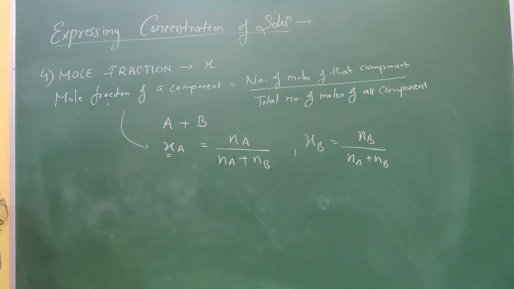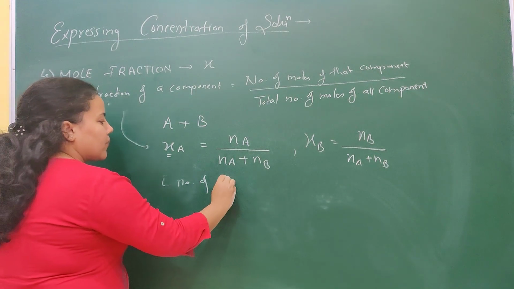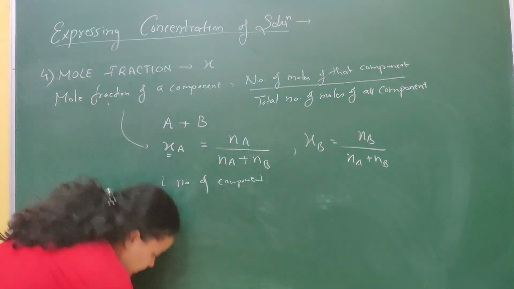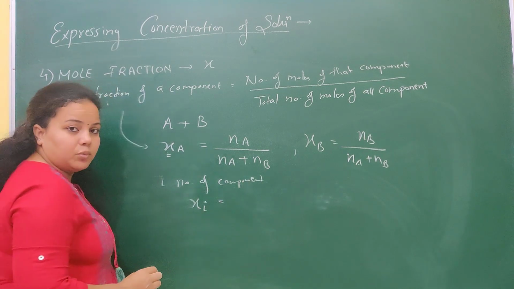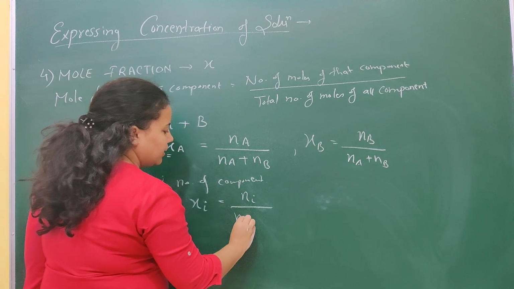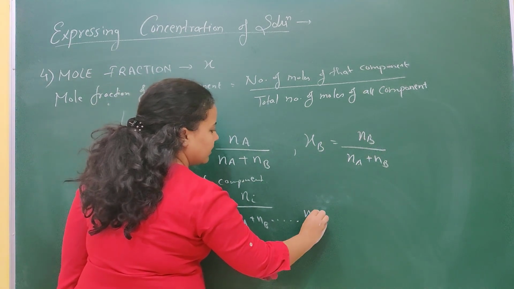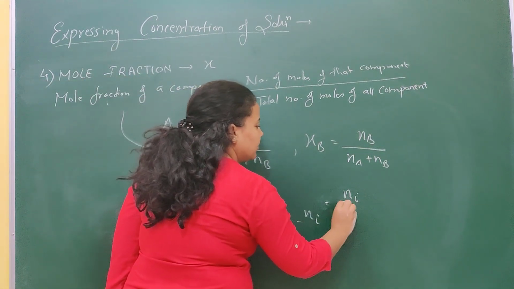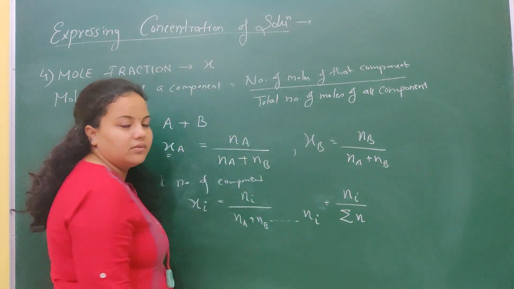Now suppose a particular solution contains i number of components. In that case, X of i, that is the mole fraction of i, will be Ni upon Na plus Nb, and so on up to Ni. Right? So it will be the number of moles of i upon the summation of all the values of N.